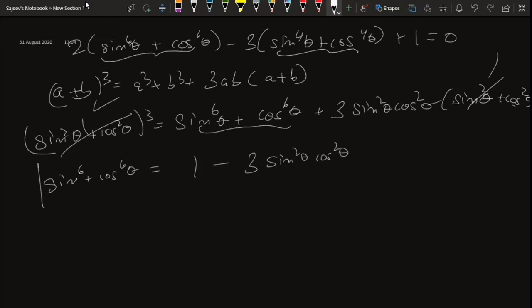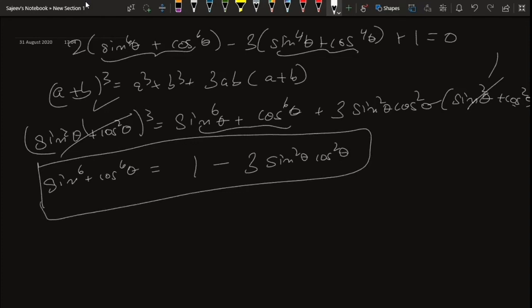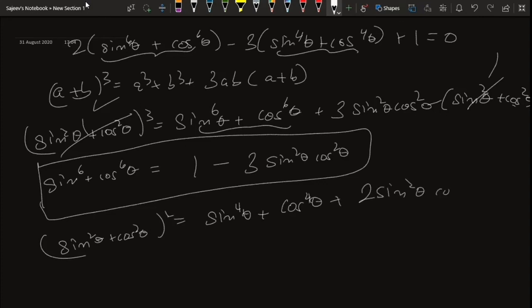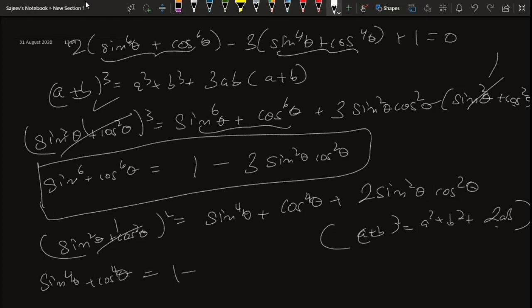Okay. Now let me find a relation for sine power 4 theta plus cos power 4 theta. Now I will use a plus b whole square. So if I use a plus b the whole square, what do we get? I get sine square theta plus cos square theta whole square equal to sine power 4 theta plus cos power 4 theta plus 2 sine square theta cos square theta, and our LHS is 1 square. Now what I use is a plus b the whole square is a square plus b square plus 2ab. So that's 1. So what's sine power 4 theta plus cos power 4 theta? Sine power 4 theta plus cos power 4 theta is equal to 1 minus 2 sine square theta cos square theta.